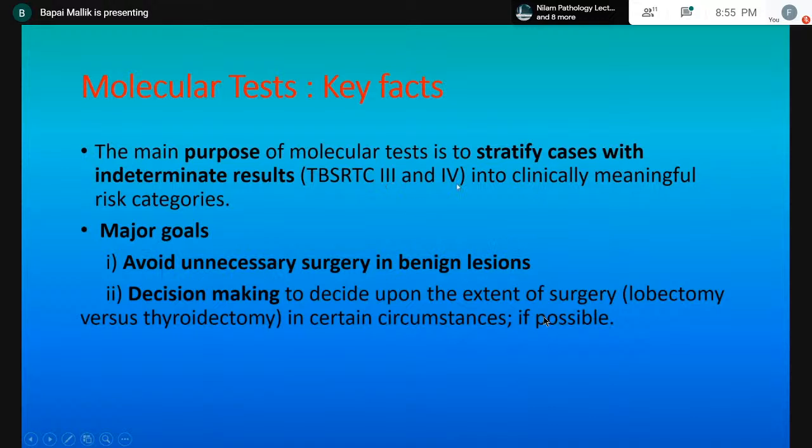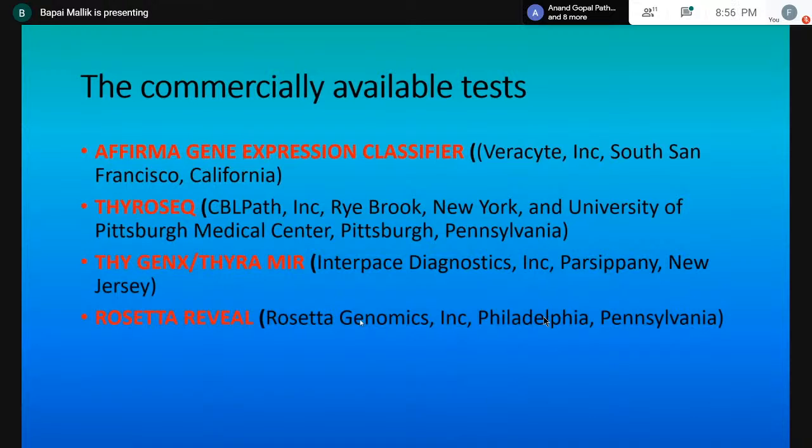So you have got TBSRTC 3 and 4, and you want to know which are the ones where you can just tell the patient, okay, hang on, you don't need to remove this and don't have to go under surgery. Those are the circumstances where molecular tests come into play. And sometimes it can even help you with decision making as to the extent of the surgery, whether you are going to do a lobectomy or near total thyroidectomy. And these are some of the available commercial tests: Afirma gene expression, ThyroSeq, ThyroGenX, Rosetta Reveal.